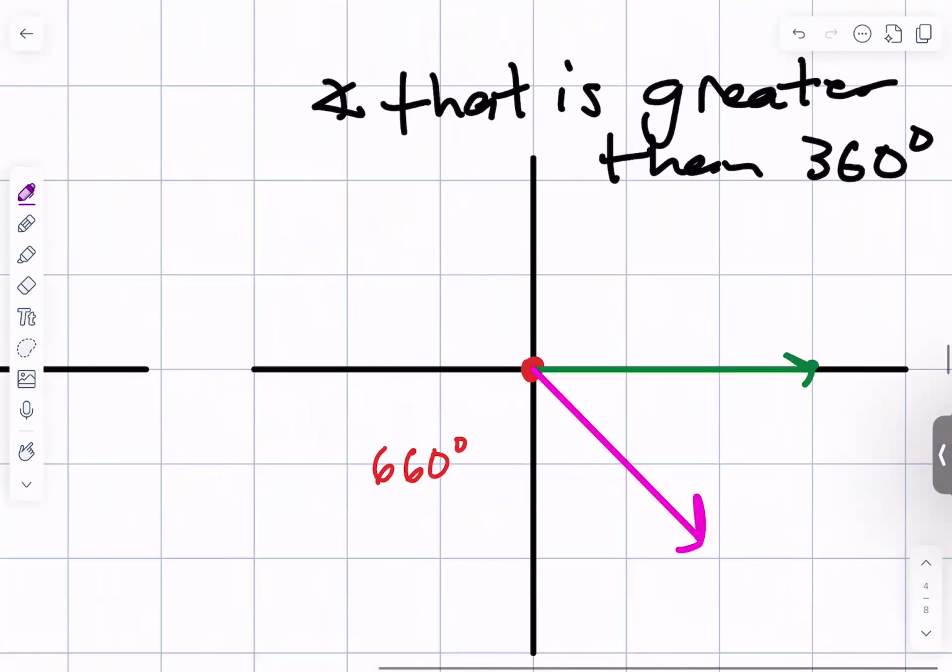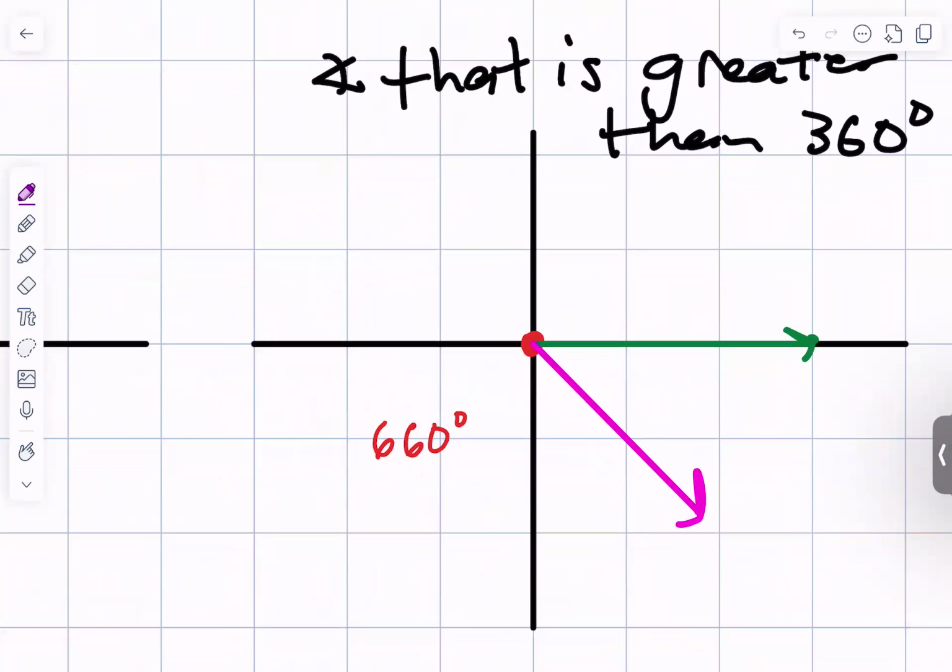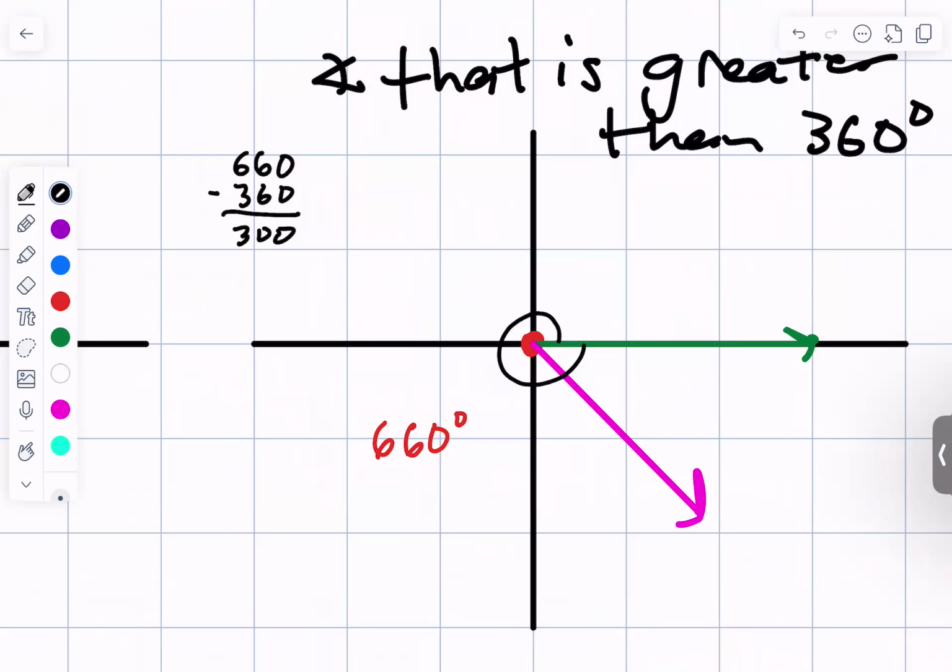What if I wanted something that's greater than 360, like 660? Well, in this case, if I wanted 660 degrees, I'm gonna go one time around, that's 360, right? So 660 minus 360, that's 300. So I have 300 left over, correct? So from here, I'm gonna go around all the way to here. That is 660 degrees. That make sense? I just graphed 660 degrees.